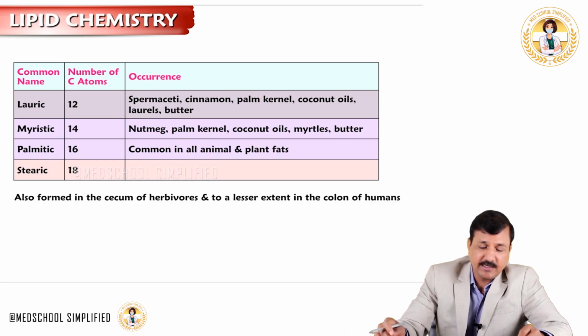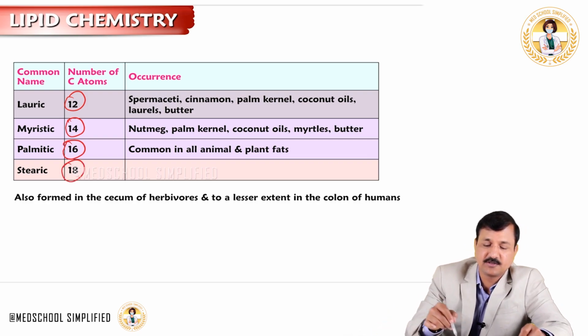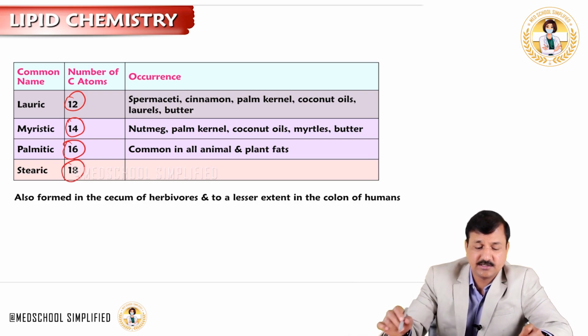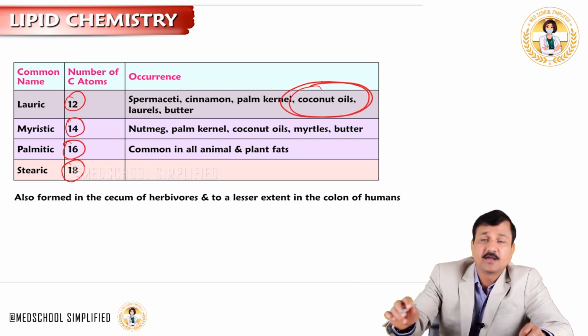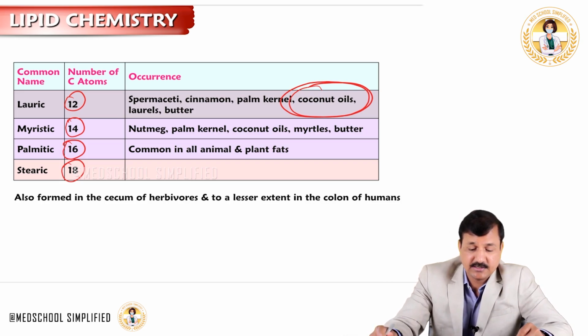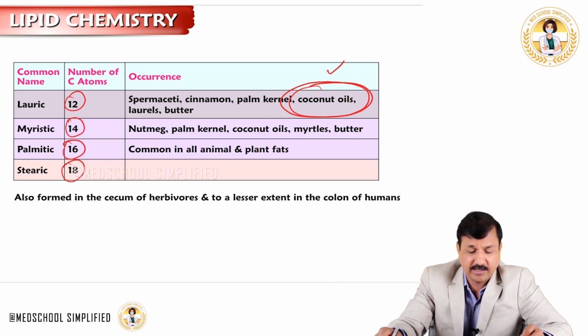Now, look at lauric acid. Lauric acid has 12 carbon, myristic acid has 14 carbon, palmitic acid 16 carbon and stearic acid 18 carbon. So, some of the sources or occurrence is given here. Lauric acid, you can see, is particularly rich in coconut oils, spermaceti, cinnamon, palm kernel, laurels, butter, coconut oil. So, it is all rich in lauric acid.